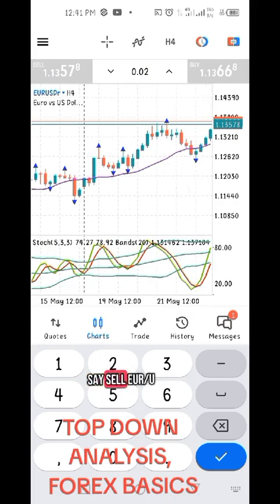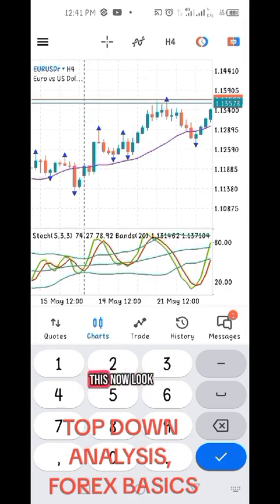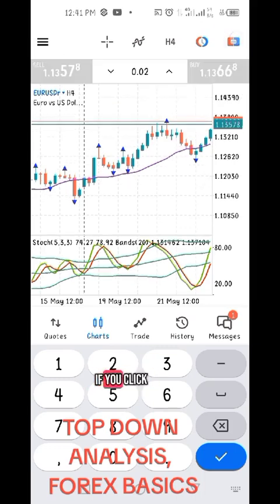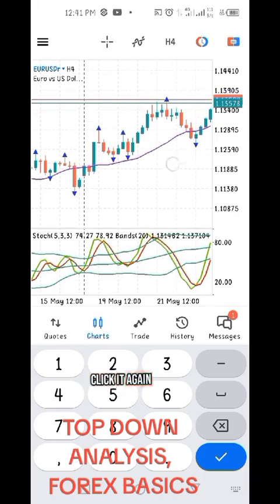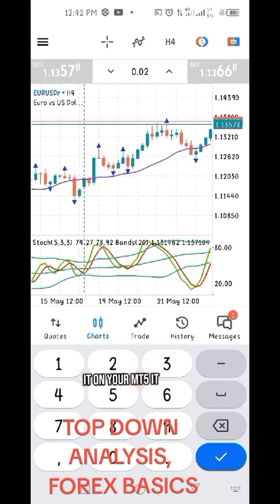Now, if I say sell Euro USD, if you open your MT5, this is MT5. Once you open your MT5, number one thing is that if you click this thing here at the top right corner, it will bring out this thing so that you can enter your lot and then you can execute your trade, either buy or sell. Let me click it again. Now, this thing at the top right corner, can you see it? If you click it on your MT5, it will bring down the buy and sell tab.